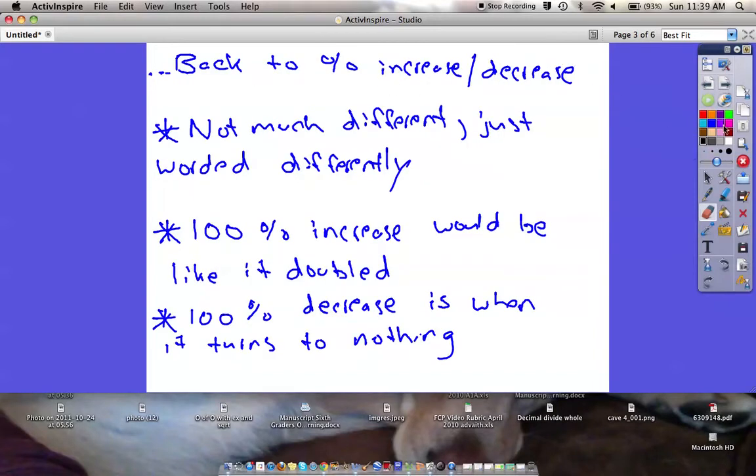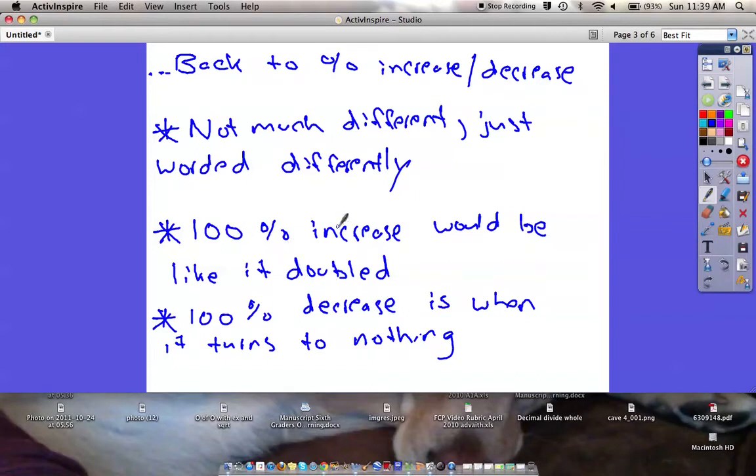Percent increase, decrease. Basically, it's not a whole lot different. They're just kind of worded differently. We might say, well, what would it be now after a 50% increase? Or what would it be now after a 20% decrease? So always ways to think about this.